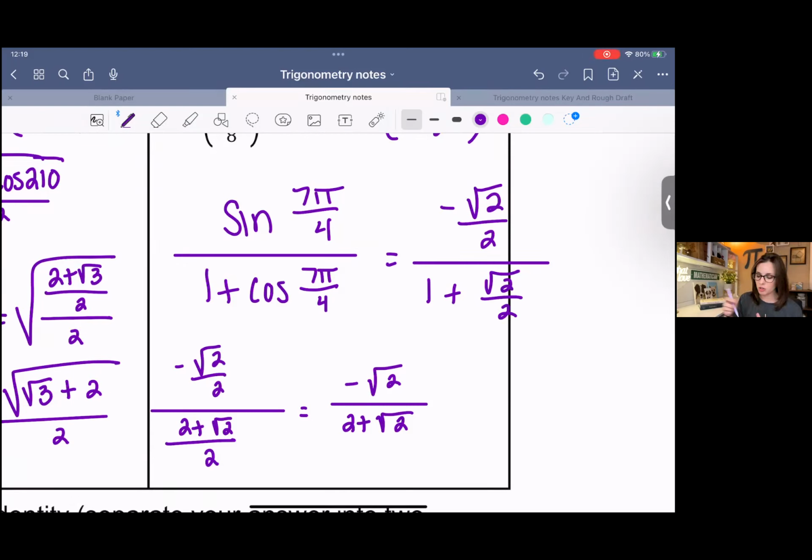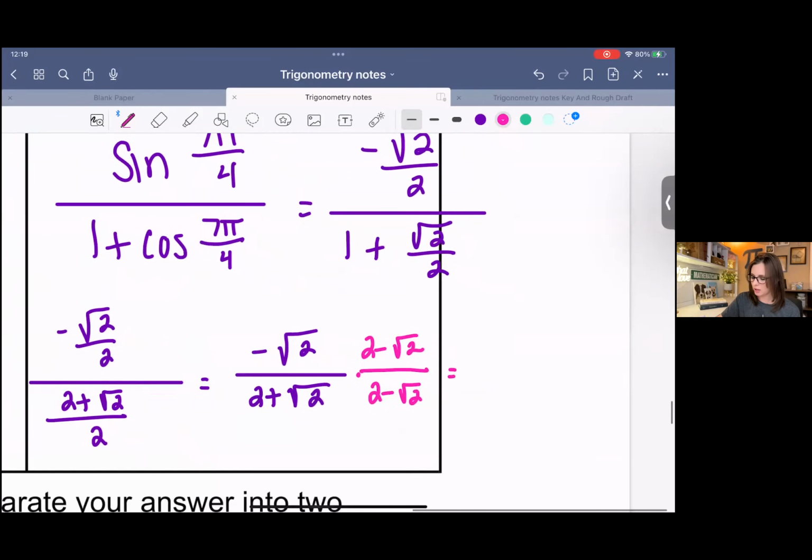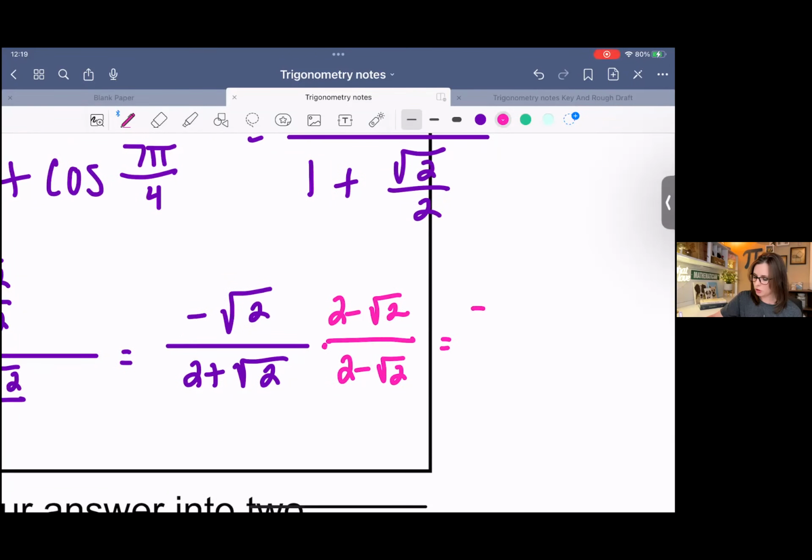Remember, we have to use conjugates. And the conjugate of 2 plus root 2 is 2 minus root 2 on the top and the bottom. I might run out of room here. We'll see if I can do it. I hate squeezing stuff in like that. We've got negative 2 root 2 plus 2 over 4 minus 2 root 2 plus 2 root 2 minus square root 4 is minus 2.